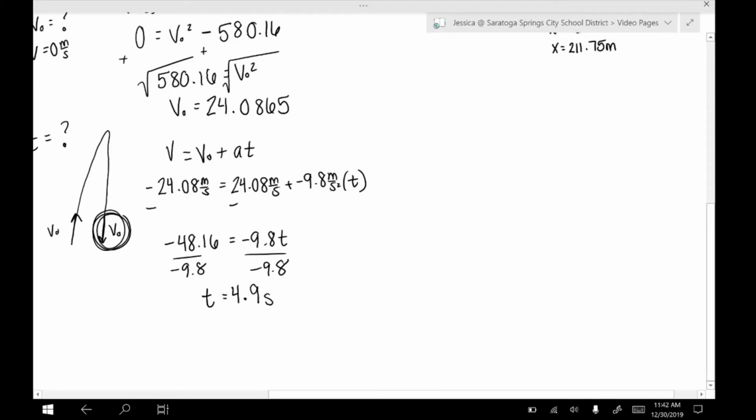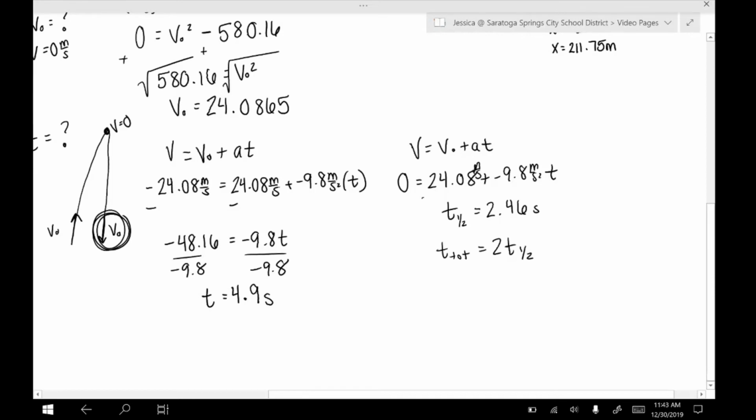Okay. Doing it the halfway way, instead of using a final velocity of negative 24, I would use the peak velocity of 0. So I would end up using the same equation, just with 0 equals 24.08 plus negative 9.8 meters a second squared times time. Subtract 24.08 from both sides and then divide by 9.8. So that gives me a t half or a t peak of 2.46 seconds. So if I want t total, I just do 2 times t half. So 2 times 2.46 gives me 4.92 seconds, approximately the same as the answer we got before.